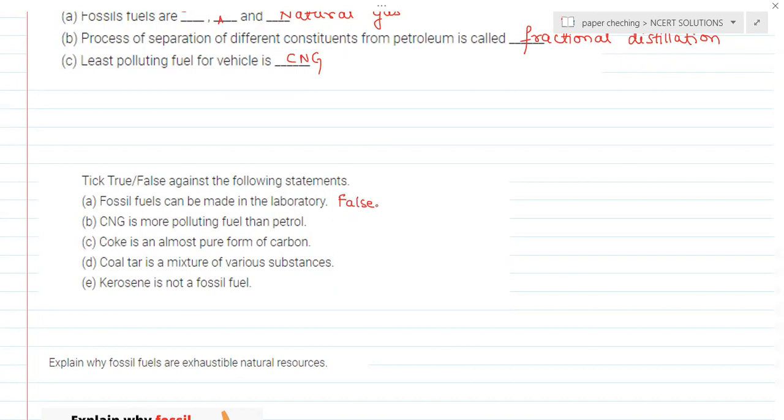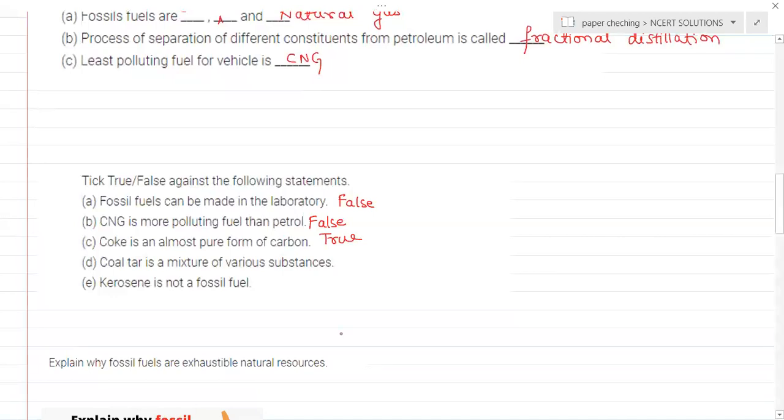CNG is more polluting fuel than petrol. False. Coke is an almost pure form of carbon. This is true. Coke indeed is a pure form of carbon. Coal tar is a mixture of various substances. You would be amazed that this sticky substance, a product that is formed out of coal, is also very useful. We may not think of many uses that it comes with, but it is an extremely useful product.